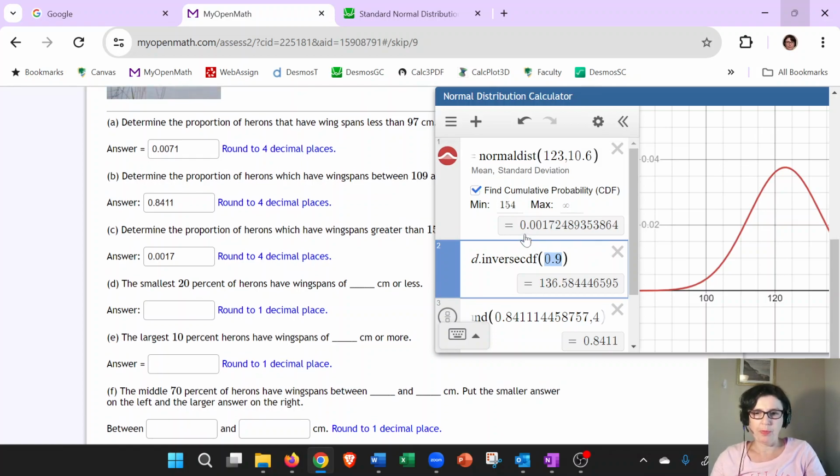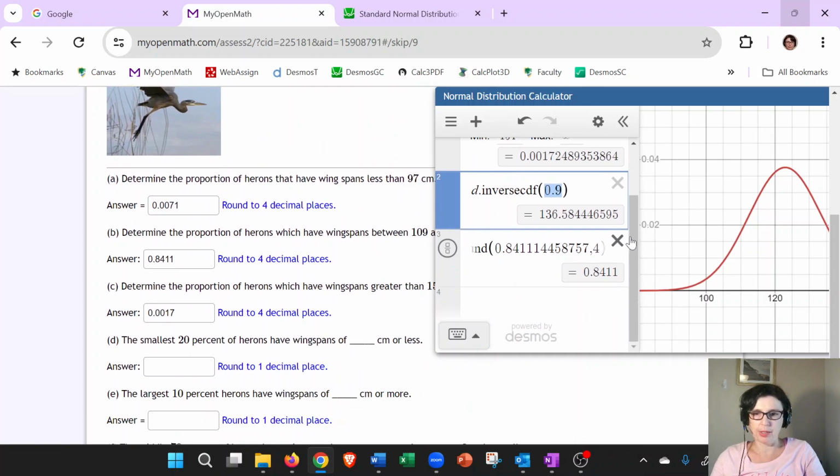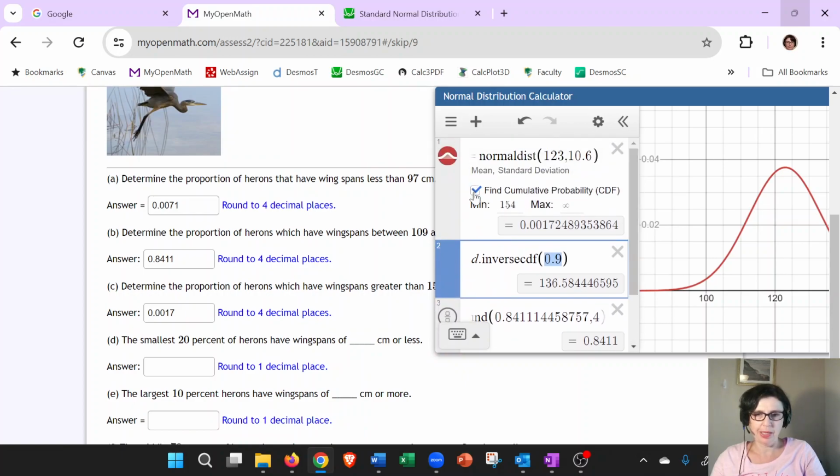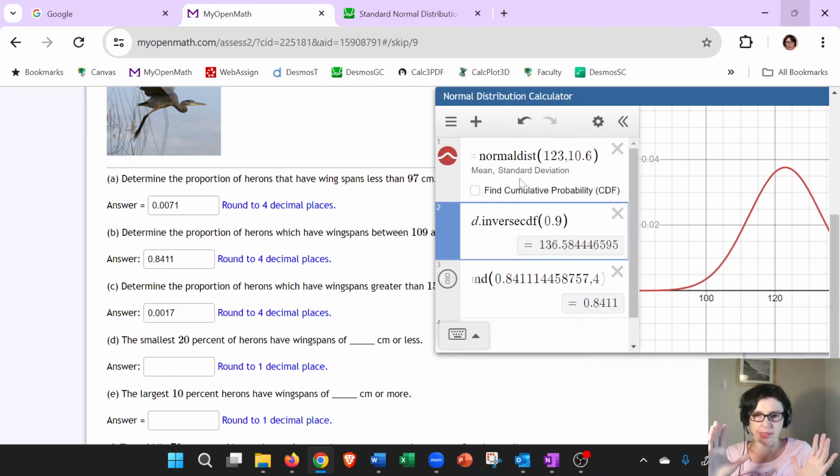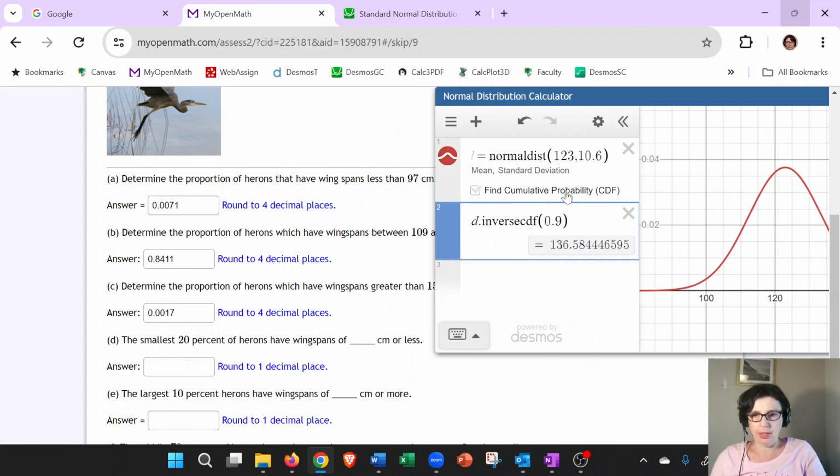All right, so before I move on and do anything else, I want to uncheck this box so that there's just less stuff on my screen. Because I do not need the cumulative distribution function at this point. I just want to manipulate this inverse.